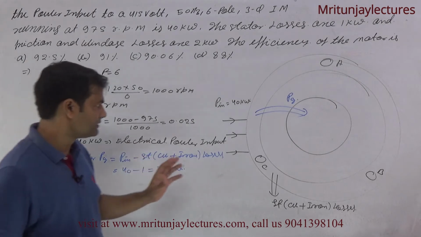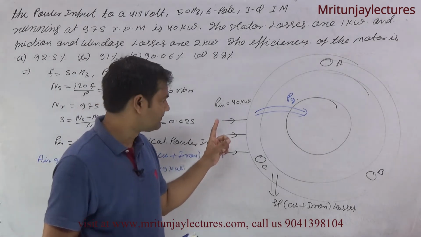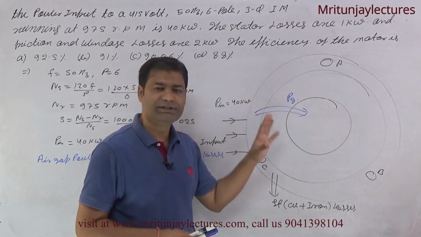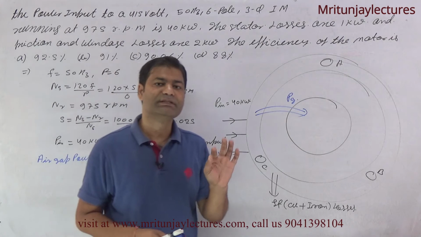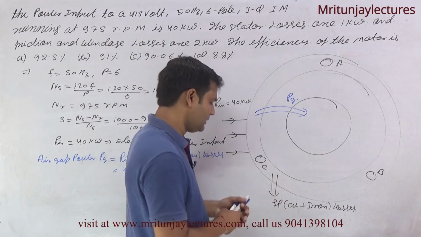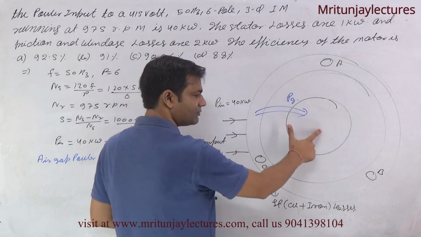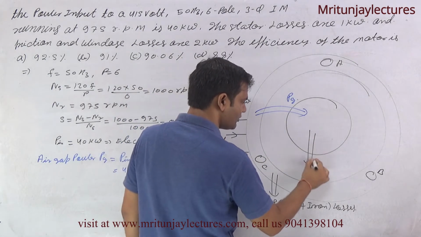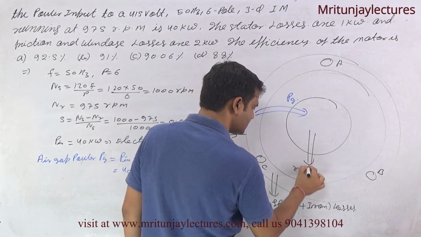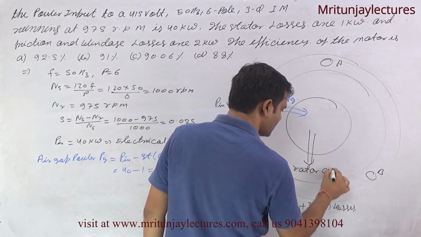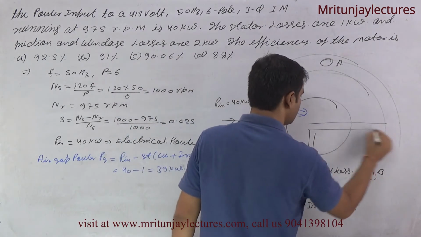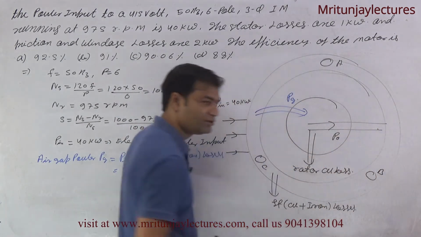Okay, meaning electrical power input, and PG is the air gap power. Air gap power means the power transferred from stator to rotor. Clear? Now when this power is transferred to the rotor, some power is lost in the rotor, that is rotor copper loss. Okay. The remaining power is P0.